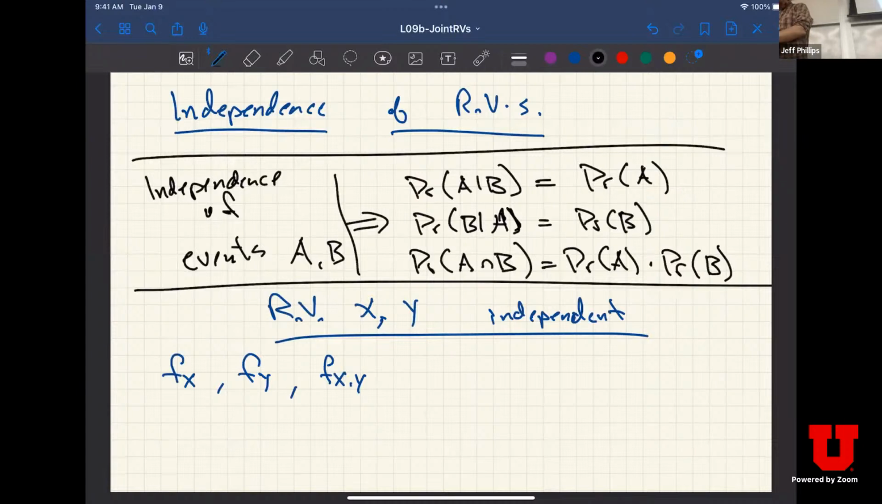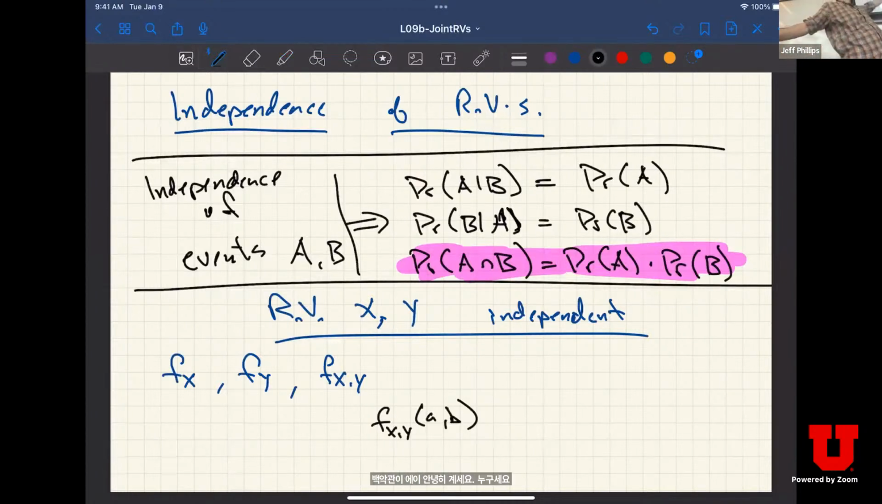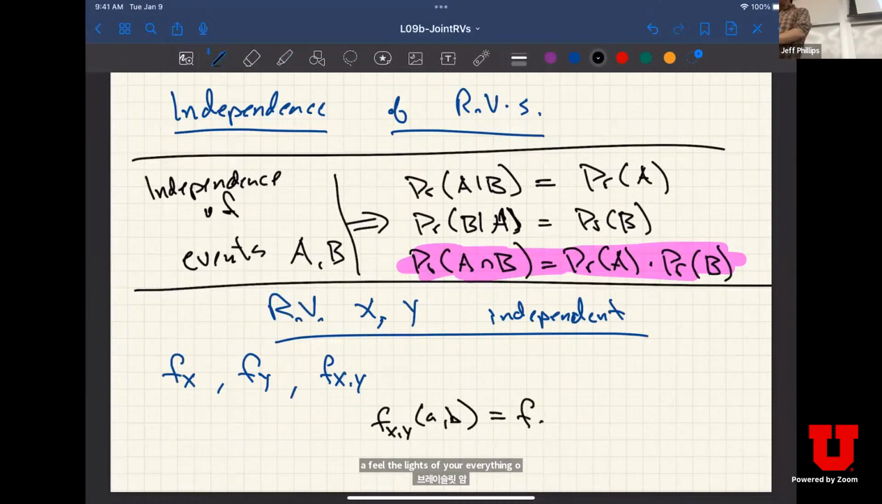Yeah, so probably what you're saying is I can look at any of these properties. Let's look at this one. I probably want f of x y at a, b, so that there's a particular value that X can take on, a, and Y can take on, b. That defines a particular event. And I probably want some property that looks like f of x a times f of y b.